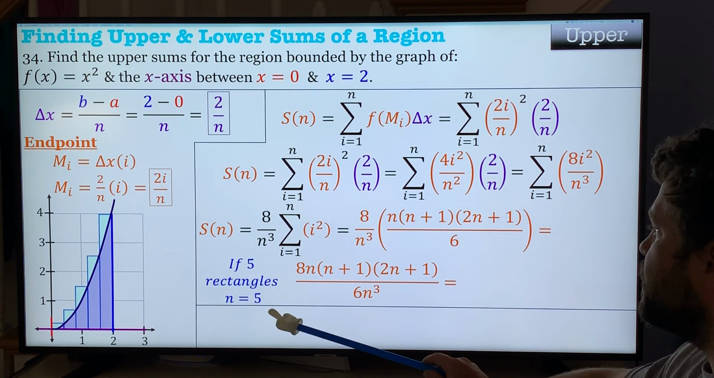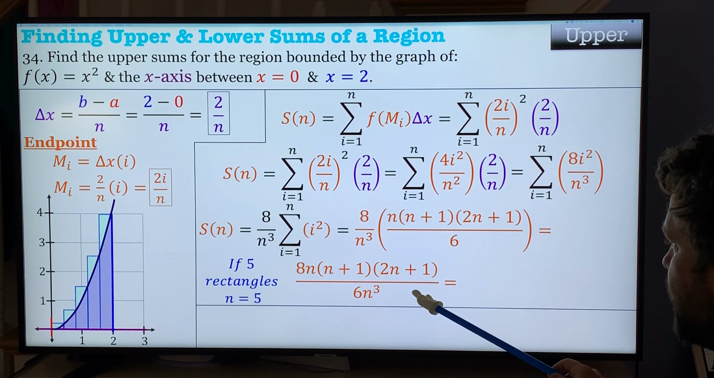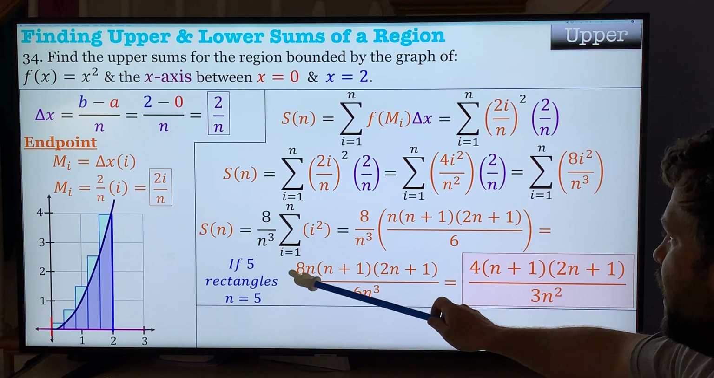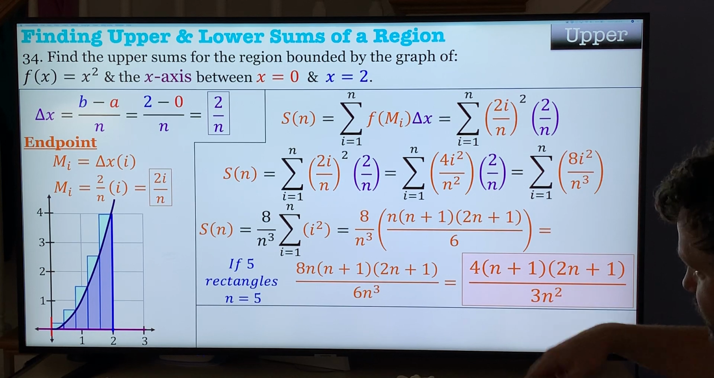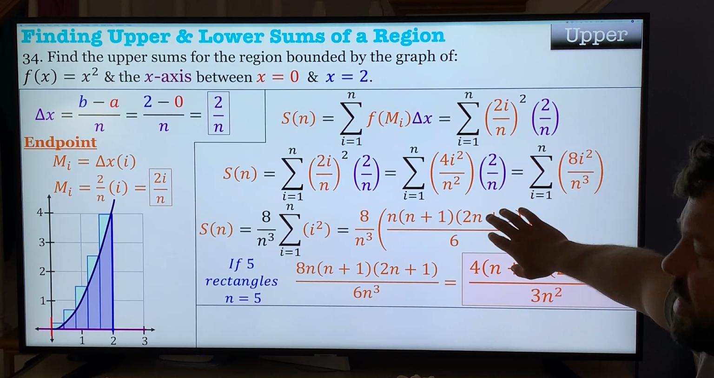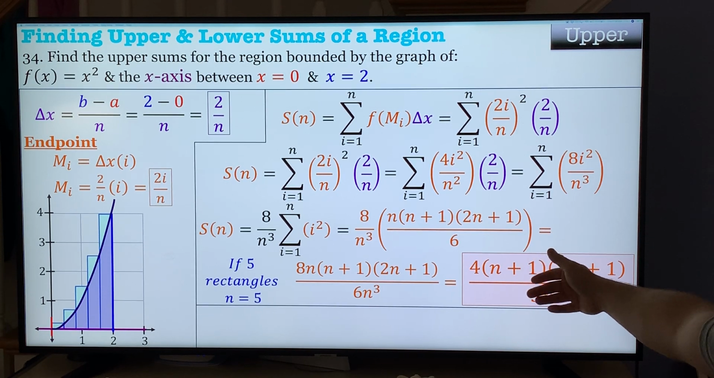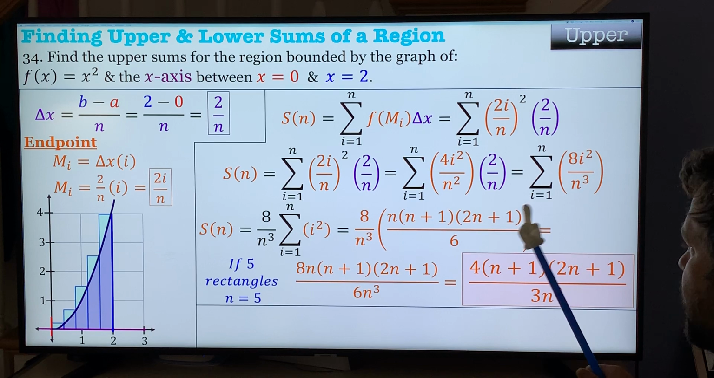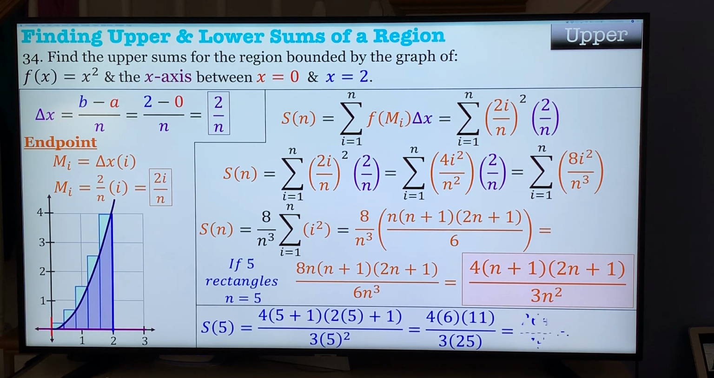Sorry, went too quick. If you want to multiply the 8 in here and the n cubed in here, you can. 8 divided by 6, take 2 out, you get 4, n plus 1, 2n plus 1 over 3n squared. That's just simplest form. You can leave it like this too, though. This, or this. All 3 are correct. So if n equals 5, you can just plug a 5 in there, and it will spit out your answer, which gives you 3.52.